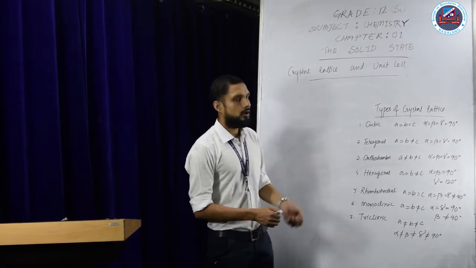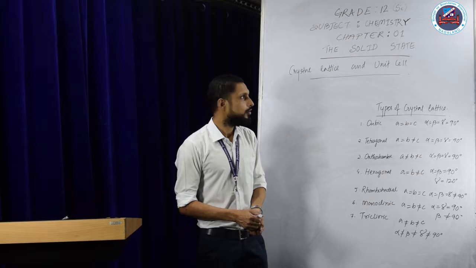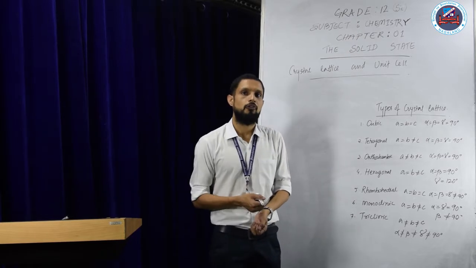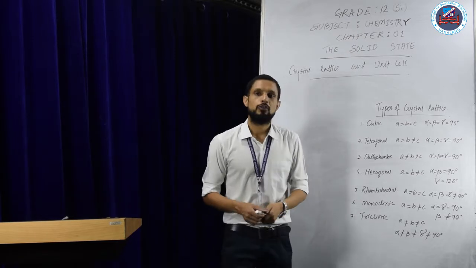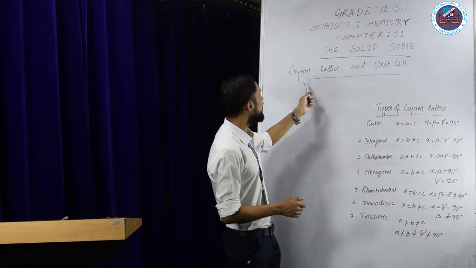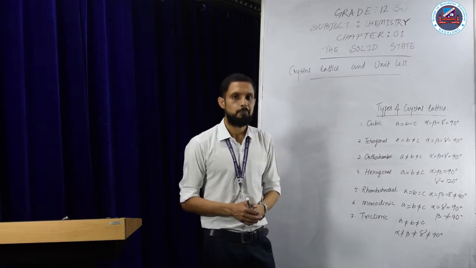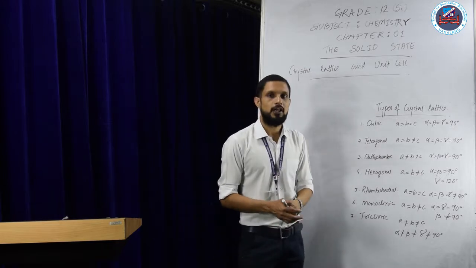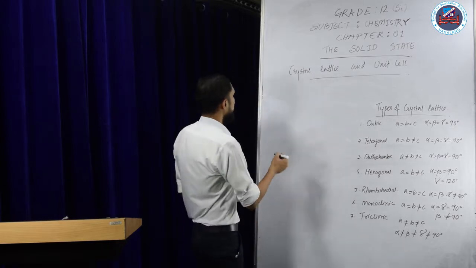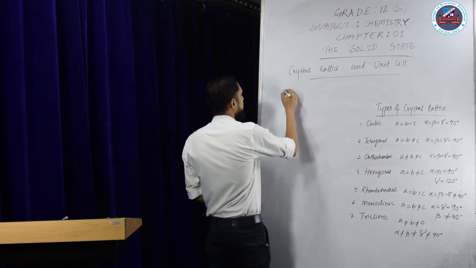Today we are studying a new video on solid state. This is part 2 of this chapter. So in this video we'll study crystal lattice and unit cell. And there are different types of crystal lattice. So first, what is meant by unit cell?